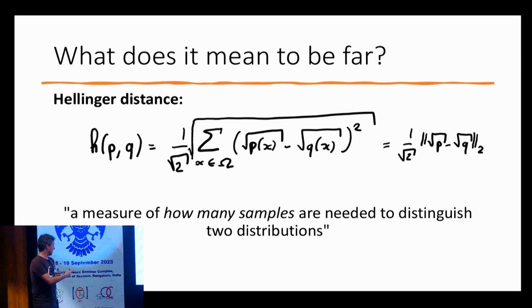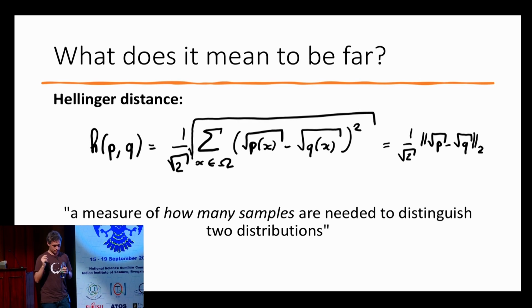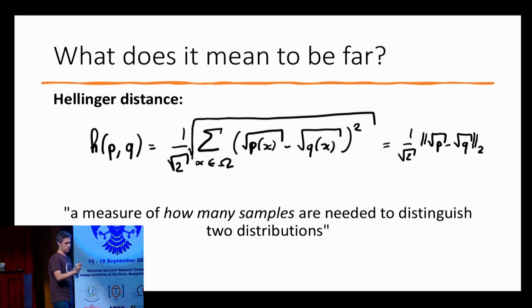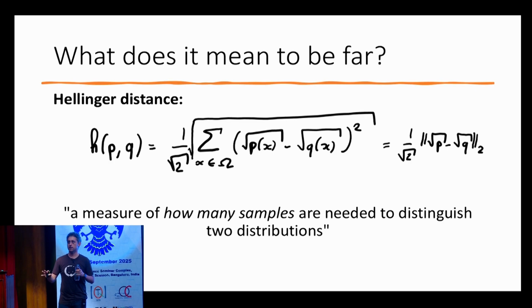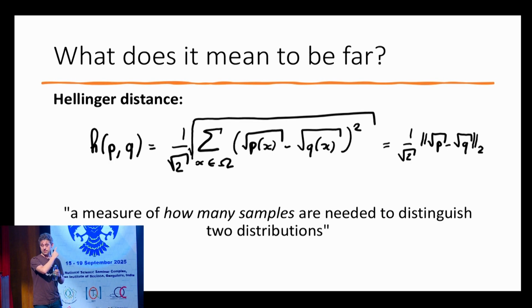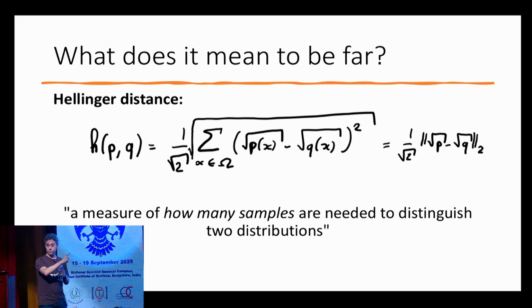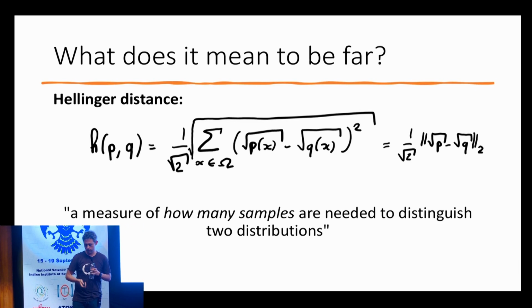And another nice fact about this is it exactly quantifies how many samples are needed to distinguish two distributions with high constant probability of success. So before it was one sample you've got to decide. This one is like you can take as many samples as you want to distinguish them with high probability. How many samples do you need? And the answer is, up to constant factors, 1 over Hellinger squared.